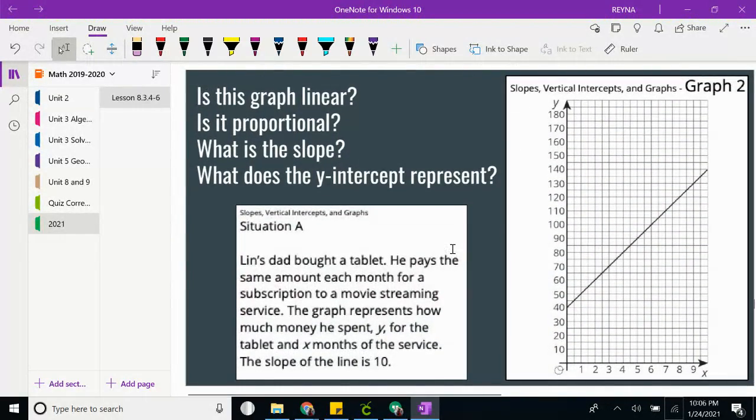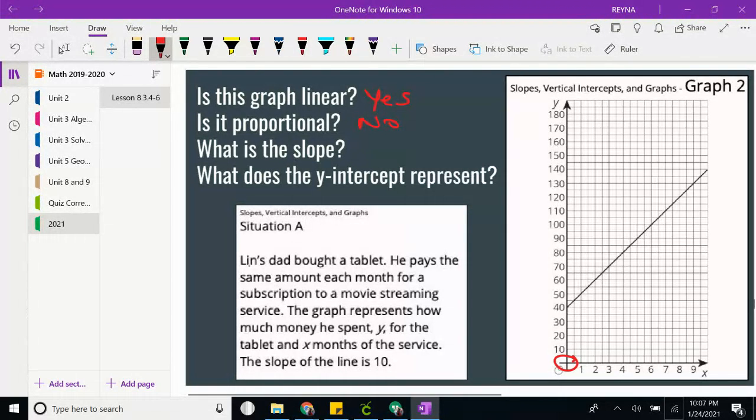Okay, let's take a look at some more graphs. It's saying, is this graph linear? What do you think? Does this graph look like a straight line? Yes or no? Yes, it is a straight line. Now, is it proportional? In order to be proportional, it has to go through the origin. Is it proportional? Yes or no? No, it does not go through the origin, so it is not proportional. And then it says, what is the slope?